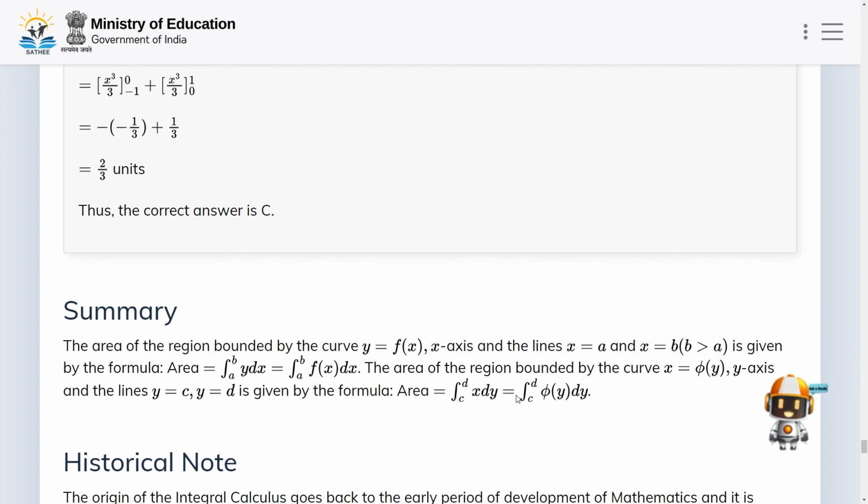The region bounded by the curve x equals phi of y, the y-axis and the lines y equals c and y equals d, will have area equal to the definite integral c to d of x dy, where x must be in terms of y as phi(y). So integration c to d of phi(y) dy. I hope it is clear to you.